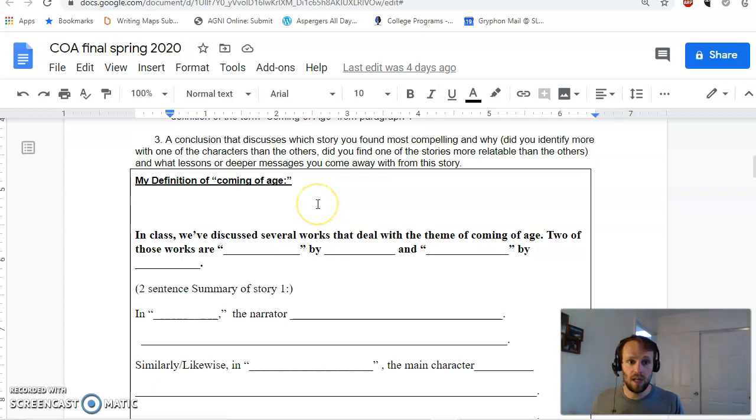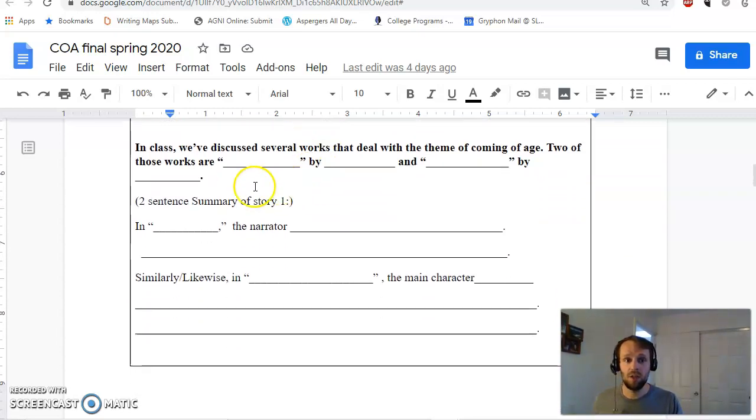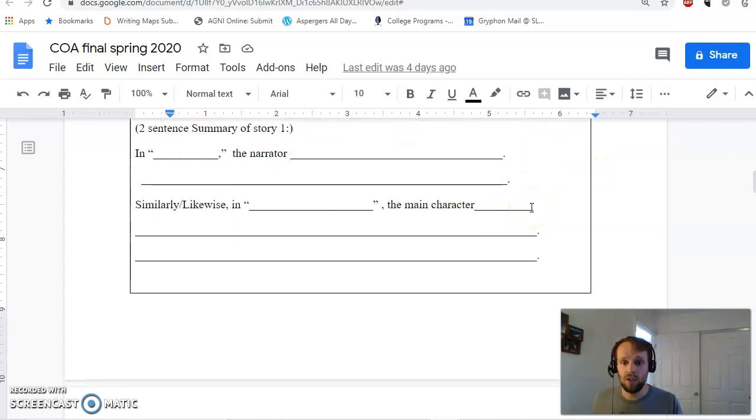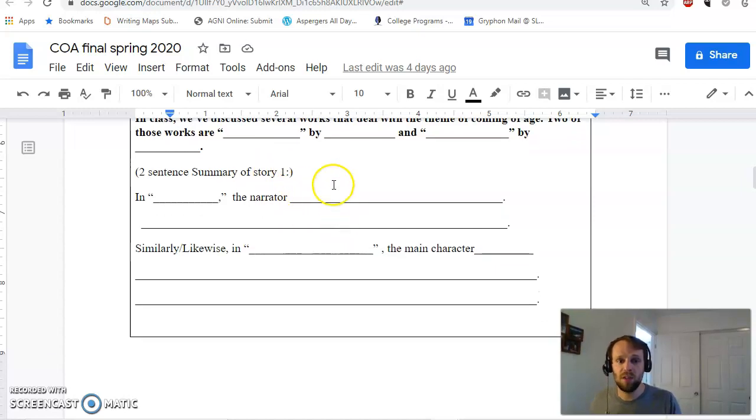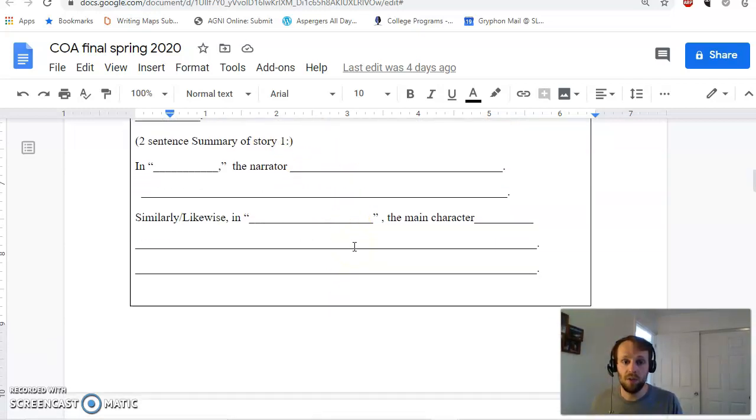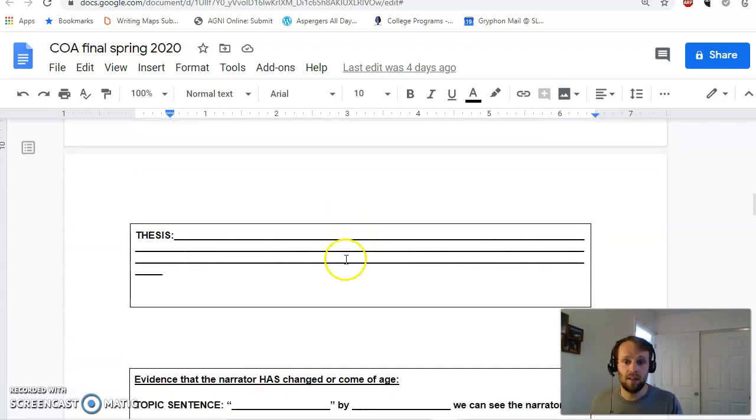So this would start, as I said, with your definition of coming of age. And then here you're introducing the characters, not the characters, rather the stories, the two stories that you are using. You're also, like we did in the midterm, going to include very brief summaries for each of these stories that you're using. And then after that comes your thesis. Like I said, you can use literally the thesis that I gave you or some version of it.